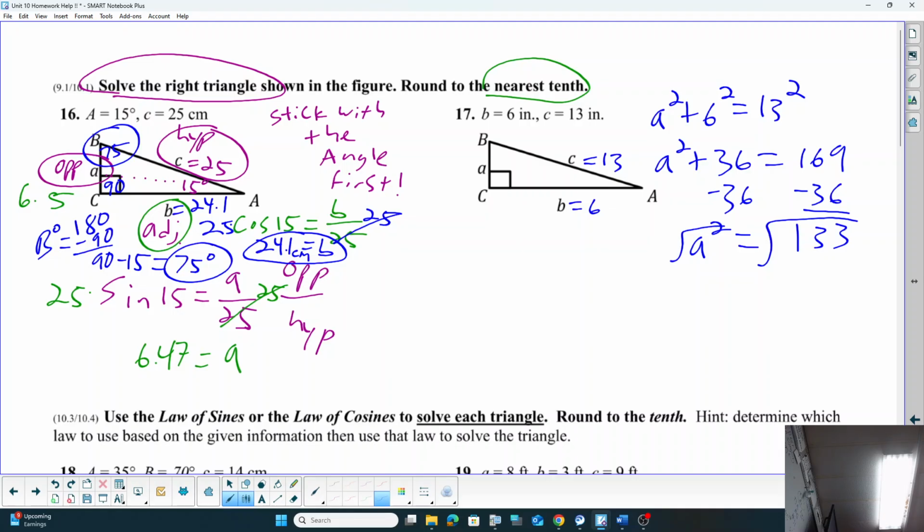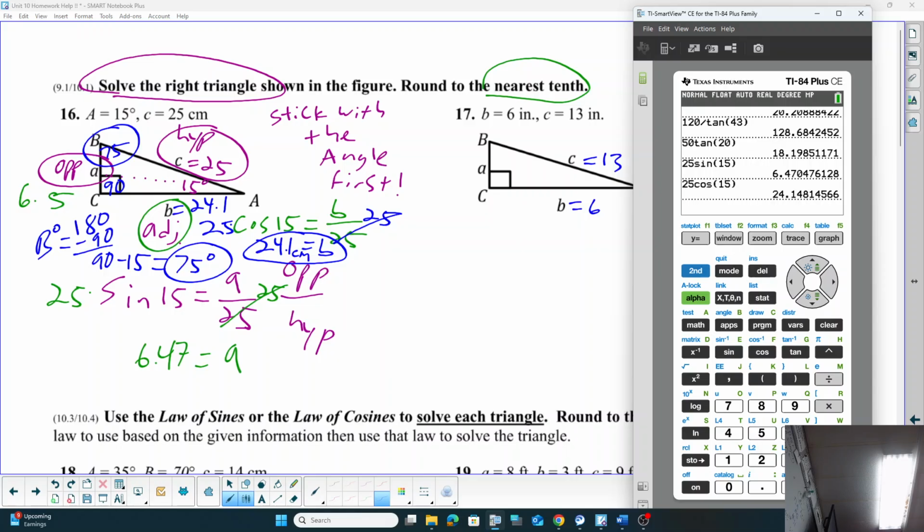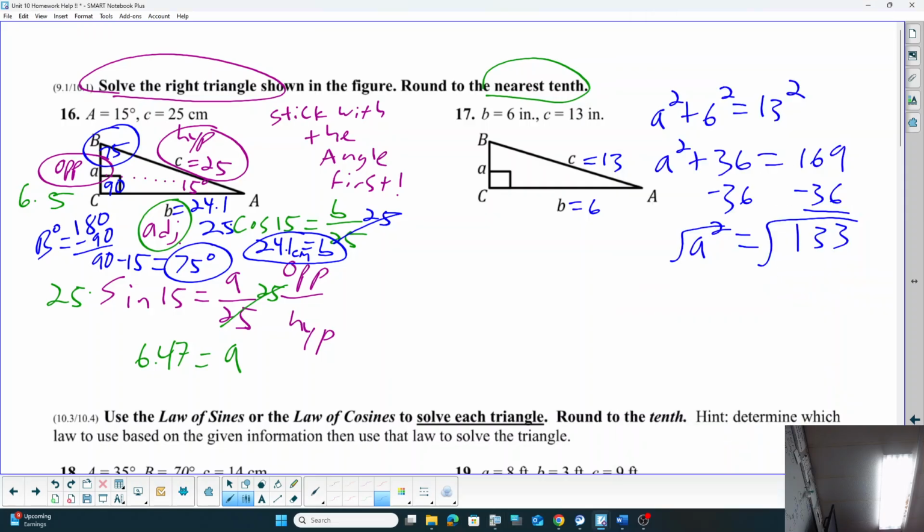We'll square root both sides, round to the nearest tenth. And so that's going to be the square root of 133, which is 11.5. So we get little a is 11.5.